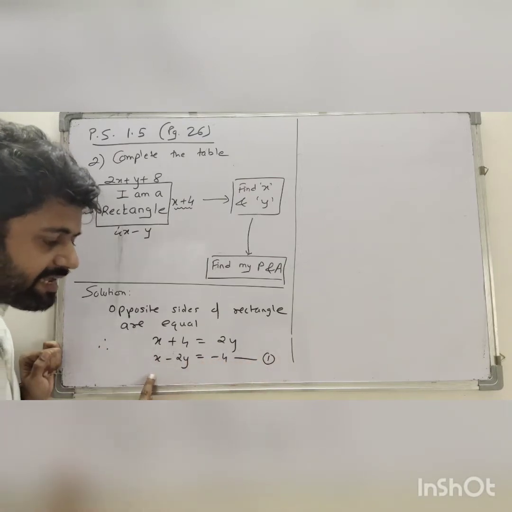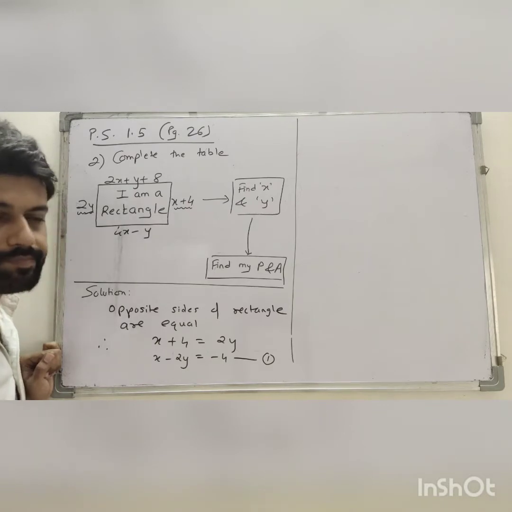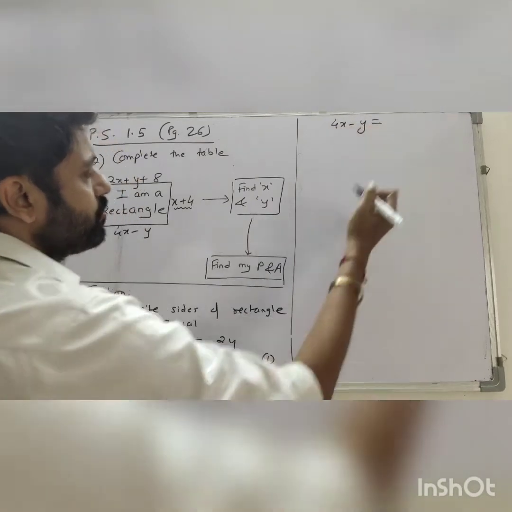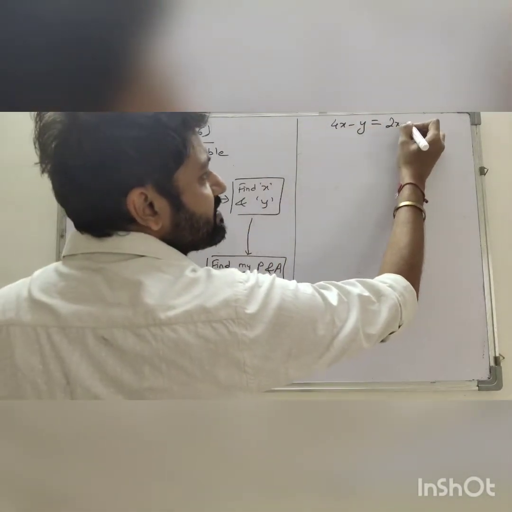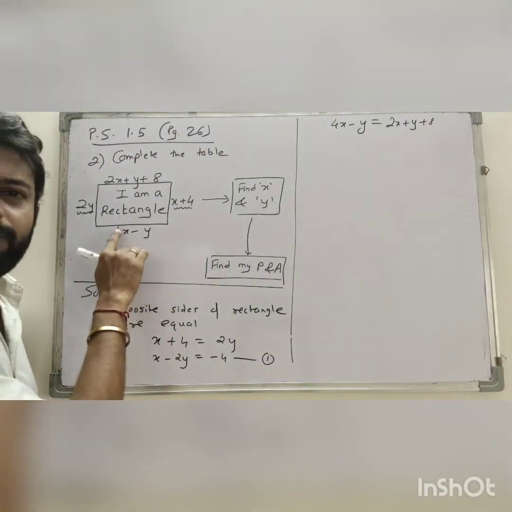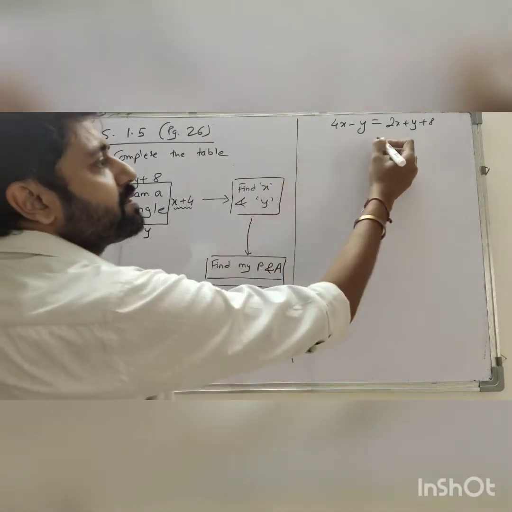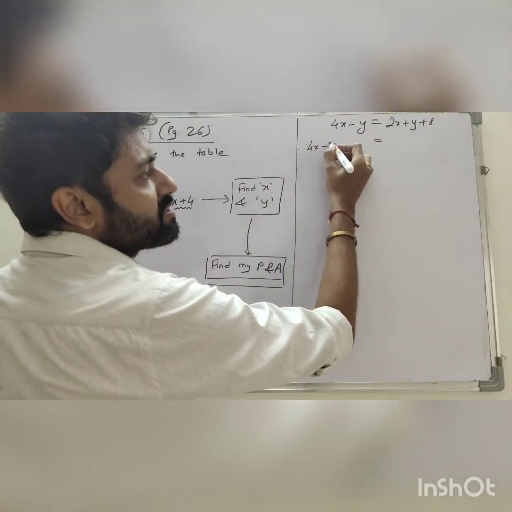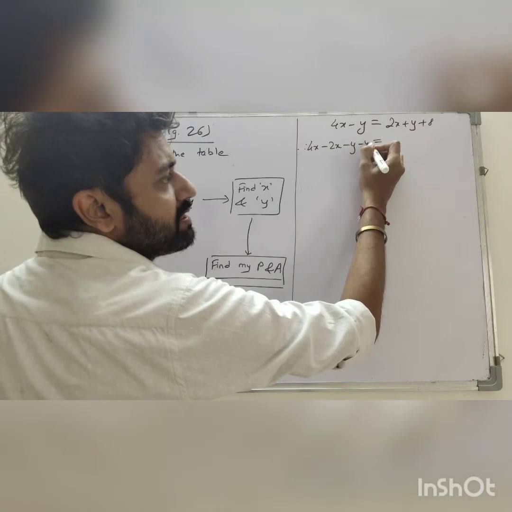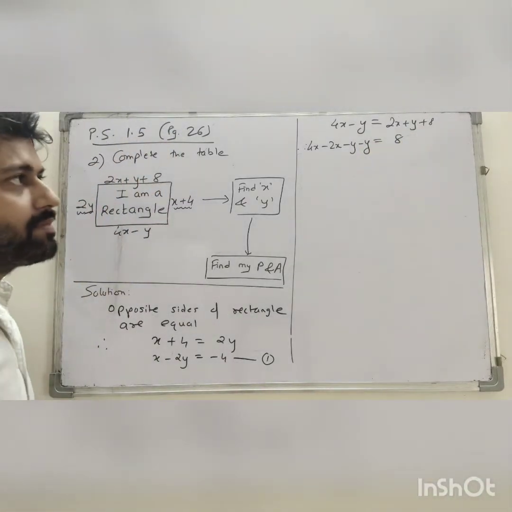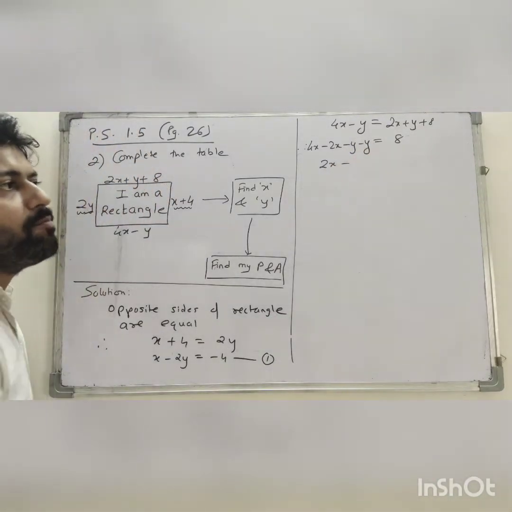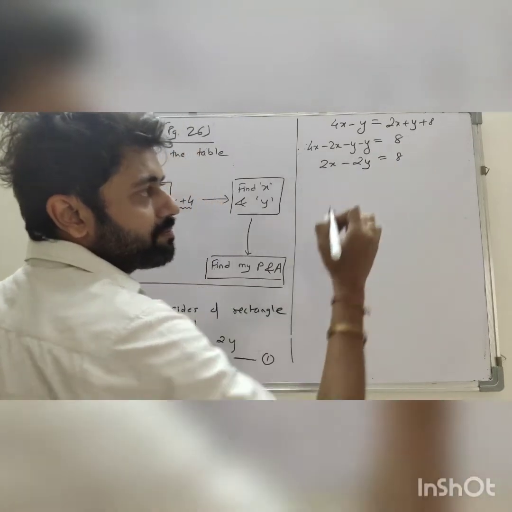This is in the form of ax plus by is equal to c. In the same way, we can also say 4x minus y is equal to 2x plus y plus 8. I have purposely written 4x first because it is bigger. 4x minus 2x together. Minus y, this y goes that side. It is minus y is equal to 8. 4x minus 2x will give you 2x. Minus y will give you minus 2y is equal to 8.